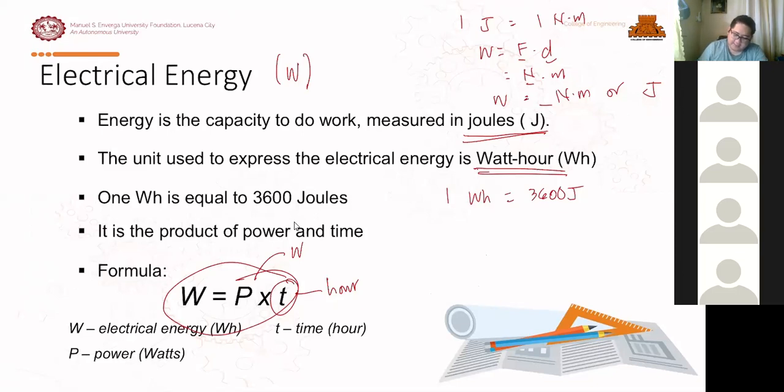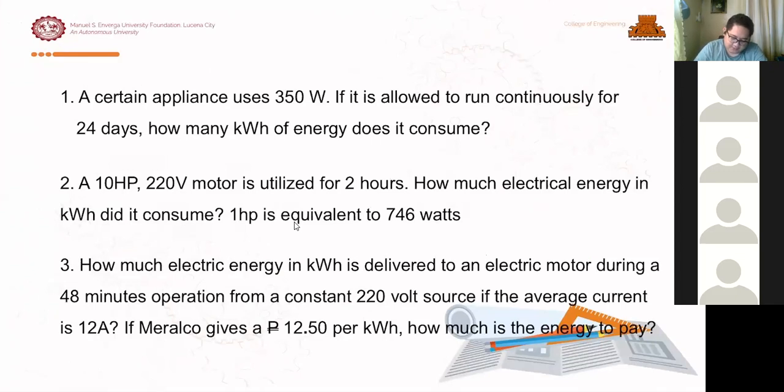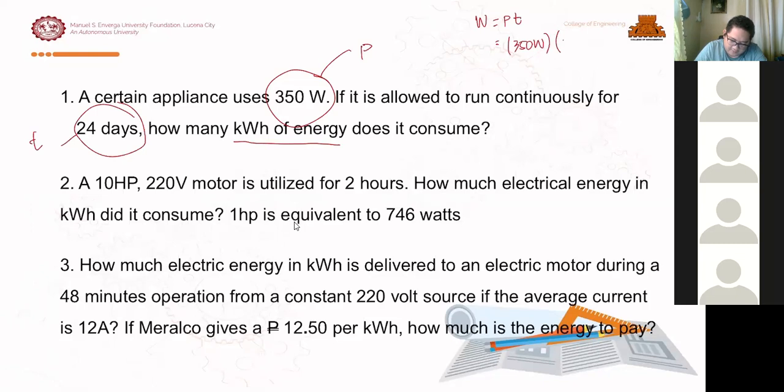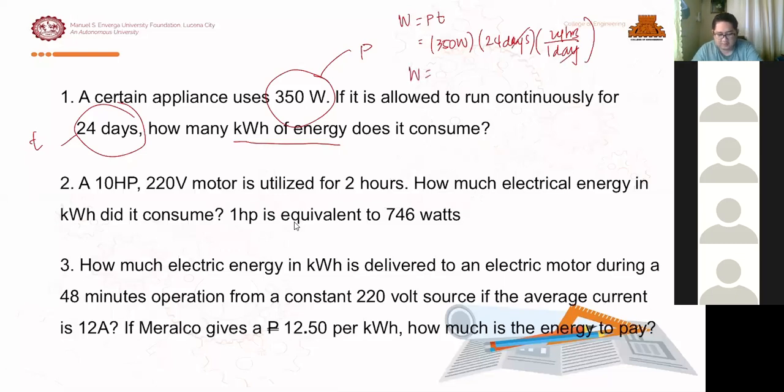Okay? So, let's apply sa example. A certain appliance uses 350 watt. So, ito yung power natin. If it is allowed to run continuously for 24 days, ito yung time. How many kilowatt hours of energy does it consume? Okay? So, W is equals to P times time natin. Then yung P natin already given, 350 watts. Then yung time natin dapat in terms ni hour, pero yung given is 24 days. So, i-convert lang natin into hours. In one day, we have 24 hours. So, cancel lang natin yung day. So, we have W is equals to 350 times 24 times 24.